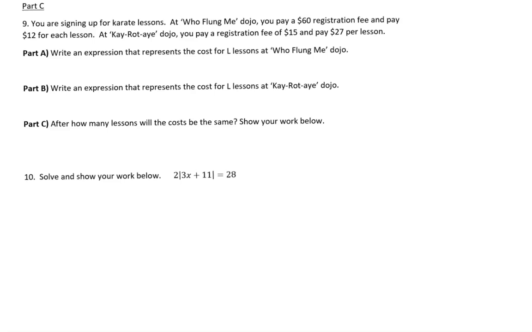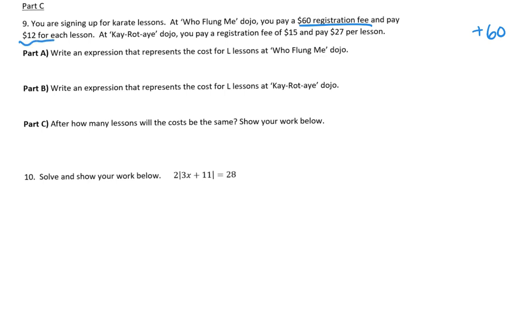All right, here we go with part C. Number 9 says you are signing up for karate lessons at the Who Flung Me dojo, and you pay $60 for a registration fee. So that's just a straight up $60 that you're paying. So I'm going to start by saying 60 plus 60.